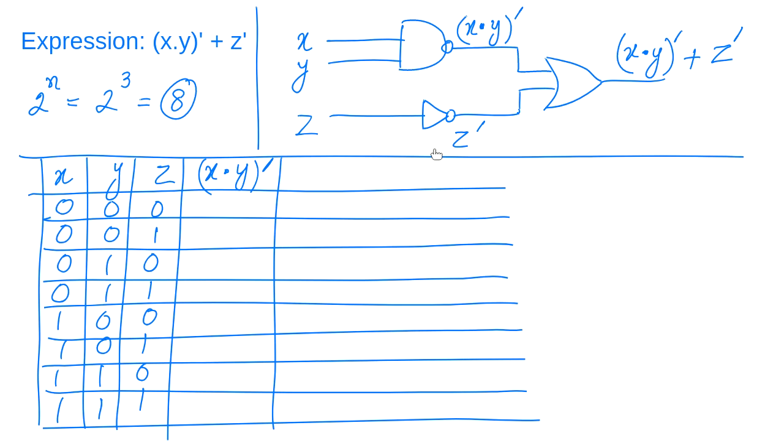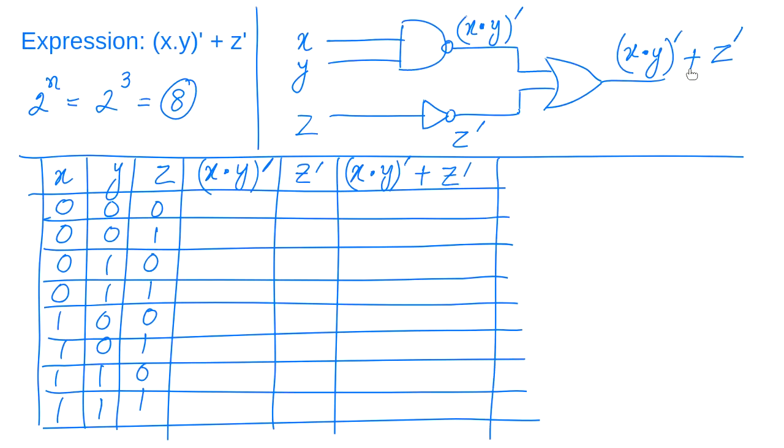And you can see there is a NOT gate here, which is dealing with the third input Z. It is simply inverting it. So the output of this gate is Z inverse. I can make one column for Z inverse. This will reduce my effort for the final output. Now the final output is the addition of this NAND gate output plus this NOT gate output. So here I can write the final expression: x dot y whole inverse plus z inverse. That will complete my truth table.